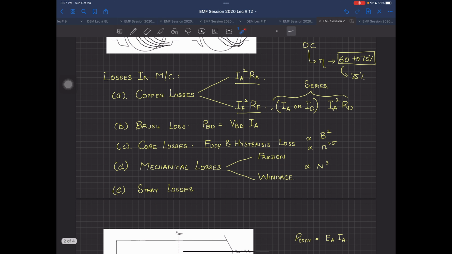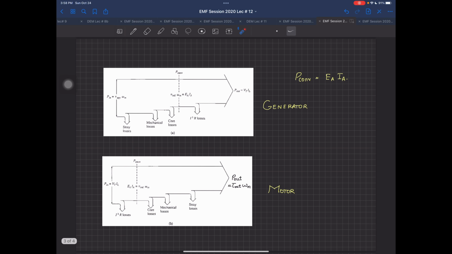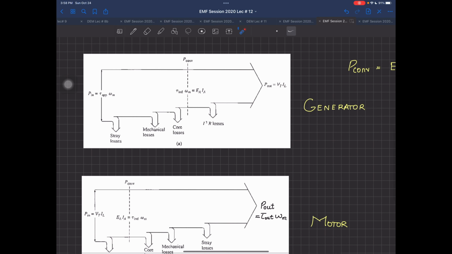Now, based on all these losses which we discussed, you have the power flow diagram. This is the power flow diagram of a generator, as you can see over there. And what we do in a generator, we have the mechanical power as an input, and you can see over here what is being applied. The torque applied is tau_app, with APP as the subscript, and omega_m is the speed of your turbine or the machine which is being applied.